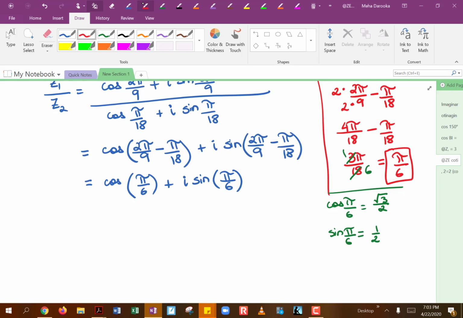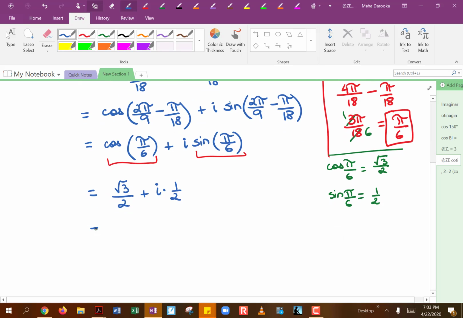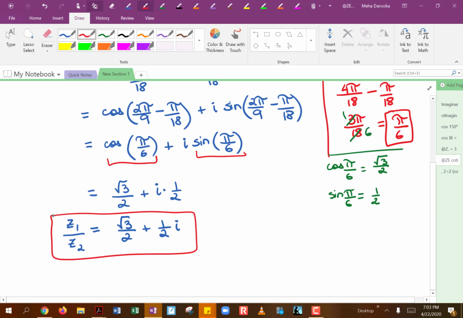Alrighty, so when you put this back in for these sine and cosine functions over here, we should end up getting cosine of pi over 6 is square root of 3 over 2 plus I times sine of pi over 6, which will be 1/2, so we can just write this as square root of 3 over 2 plus 1/2 I, and this will be our result for our quotient of z1 divided by z2, and that's the answer you come up with.